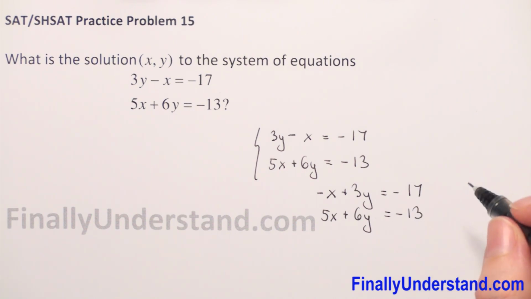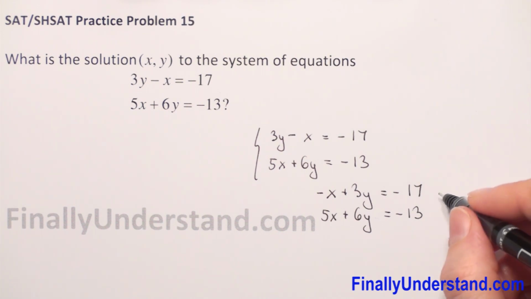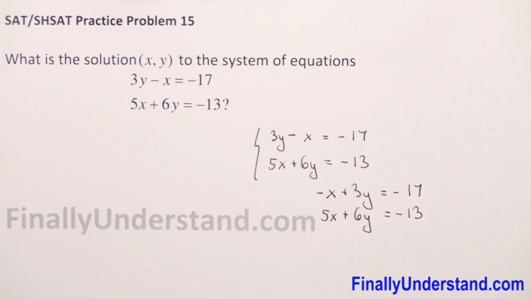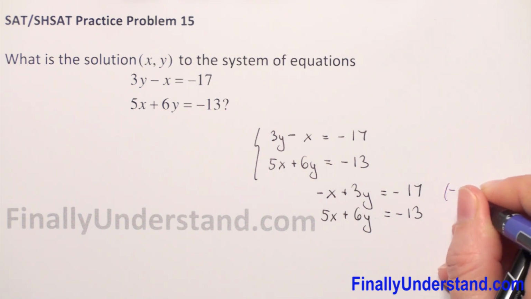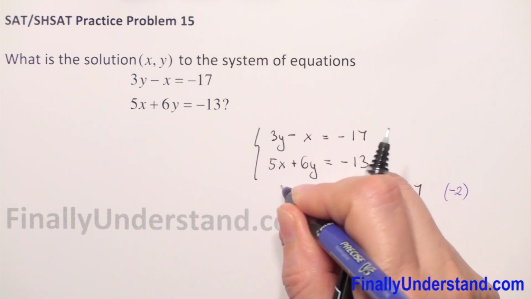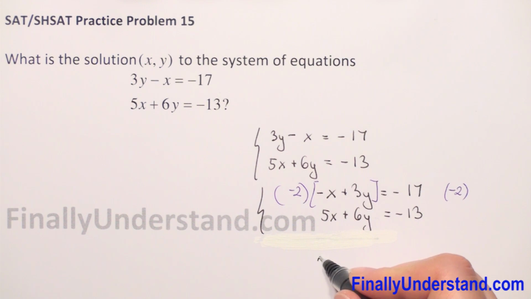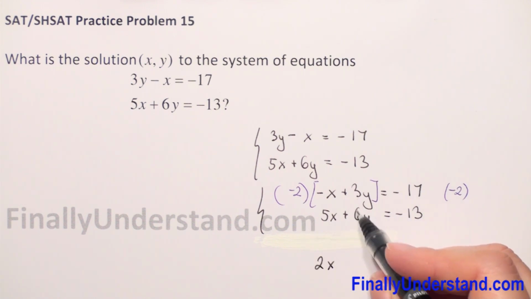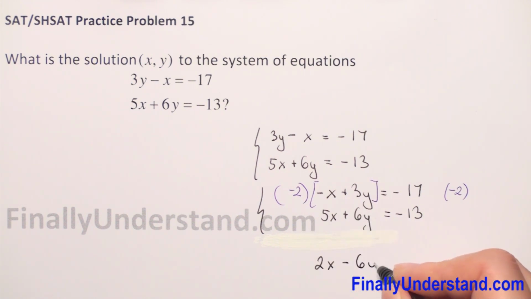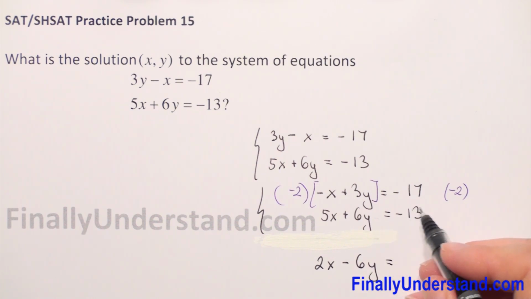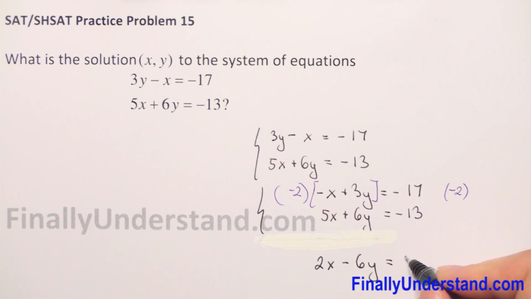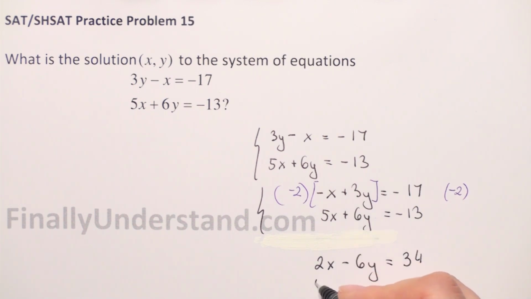So now I will multiply the first equation by negative 2. So negative 2 times negative x is 2x. Negative 2 times positive 3y, so it will be negative 6y, is equal. Negative 2 times negative 17, so it will be positive 34. And now the second equation I will copy.